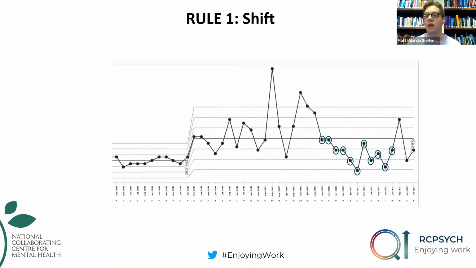So the first one is a shift. A shift is 8 or more consecutive points, either all above or all below the center line, which is the mean. So in this case, you can see that they're all below the mean. A shift indicates that there's been a sustained change in your data.